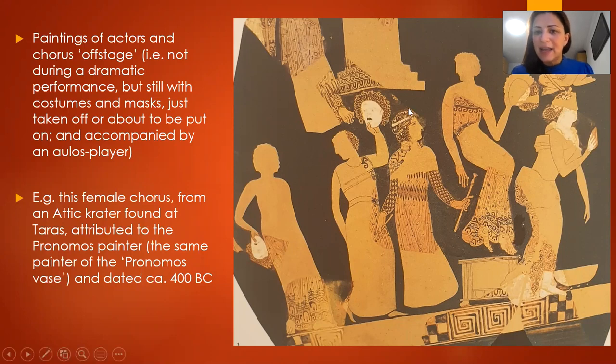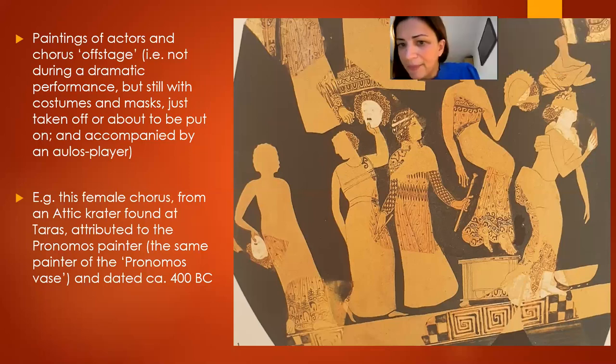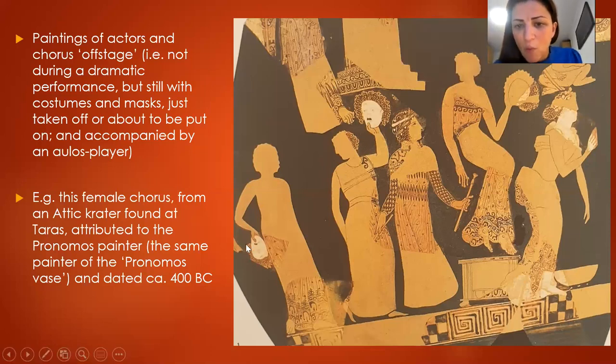Now, this is a female chorus. Again, you can see the 1, 2, 3, 4, 5 members of the chorus holding their masks. The masks here are shown in white. However, here you can't see the mask clearly being worn. So this person who is wearing the mask here has been fused with the mask. Okay, we will see a clear example of that in relation to the Pronomos vase. You also see here the aulos player, okay, the double reed, the musician who used to play the music during performances, and this time the aulos has been kind of split in two, and the auletes is holding them in either hand.